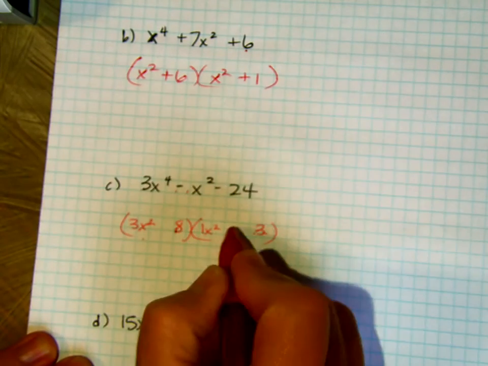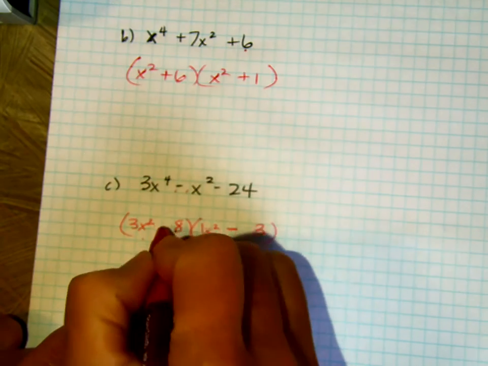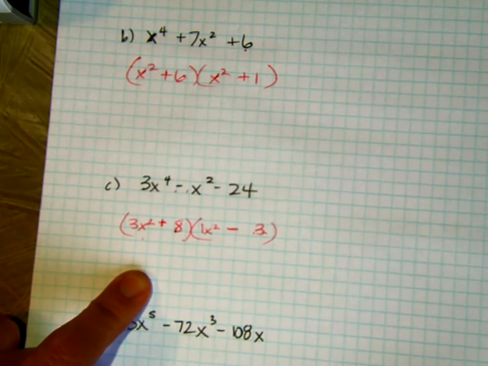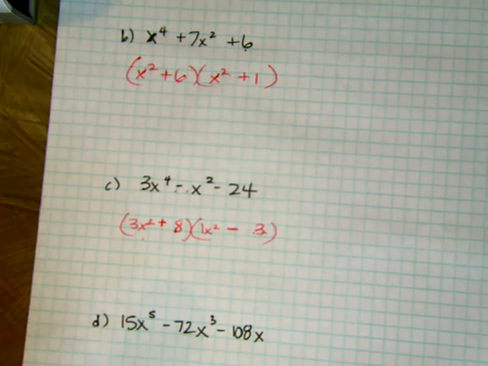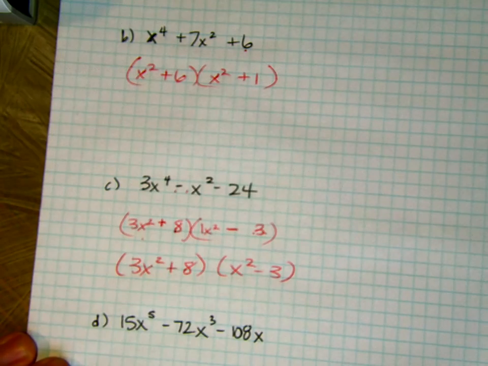And if I want a negative 1, my outer term, the 9, has to be negative, and my inner term has to be positive, and that's how I'll get a negative 24. This is looking a little messy. 3x squared plus 8 times x squared minus 3.